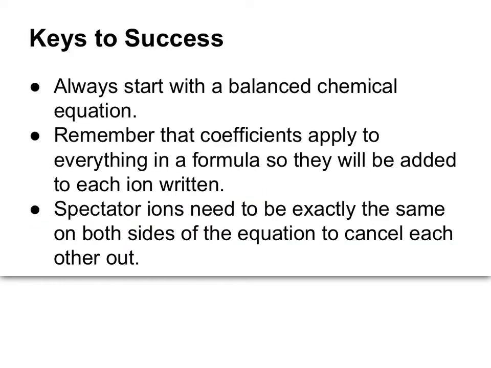Writing complete and net ionic equations can be tricky at first, but with a few examples and some practice, you will get the hang of it in no time. Check out these 3 keys to success as you begin to write your very own complete and net ionic equations. Don't forget to always start with the balanced chemical equation. Remember that coefficients apply to everything in a formula, so they will be added to each ion written, and spectator ions need to be exactly the same on both sides of the equation to cancel each other out.